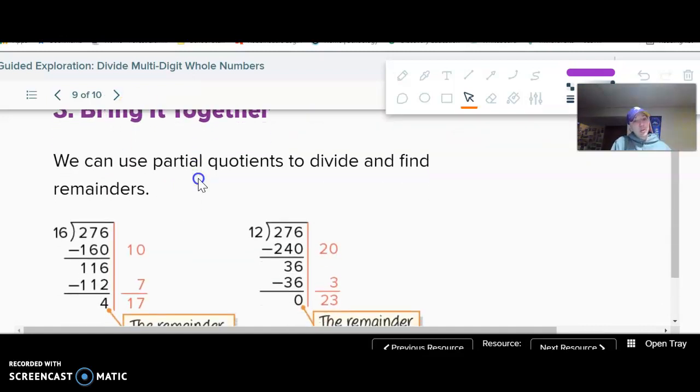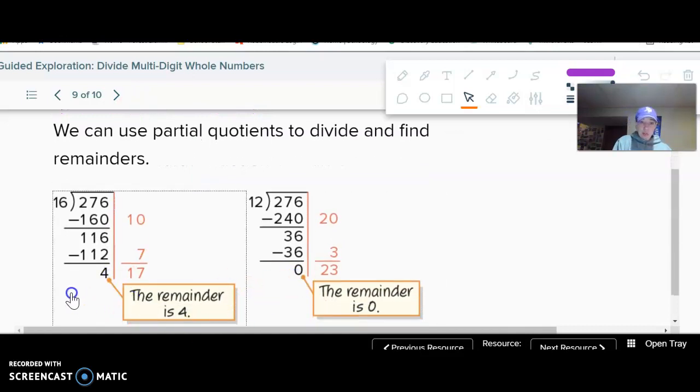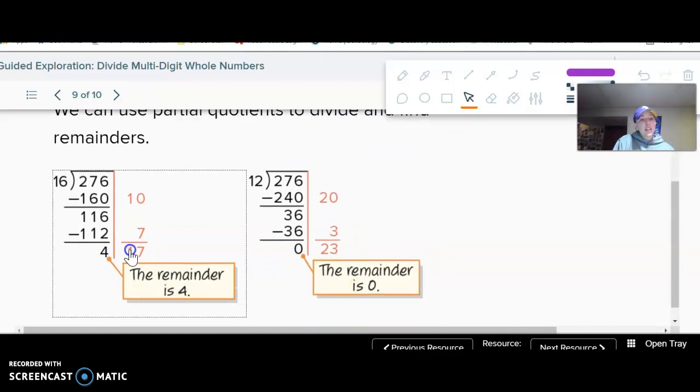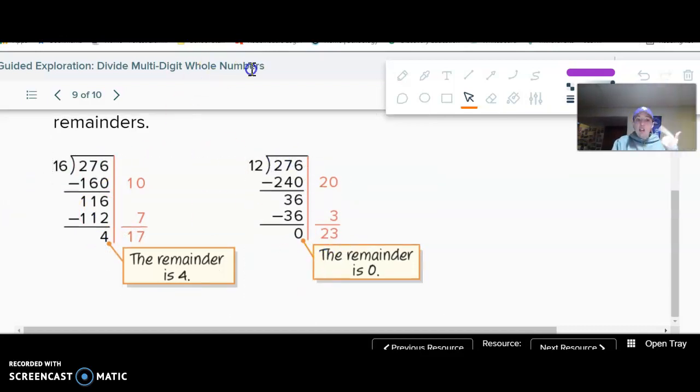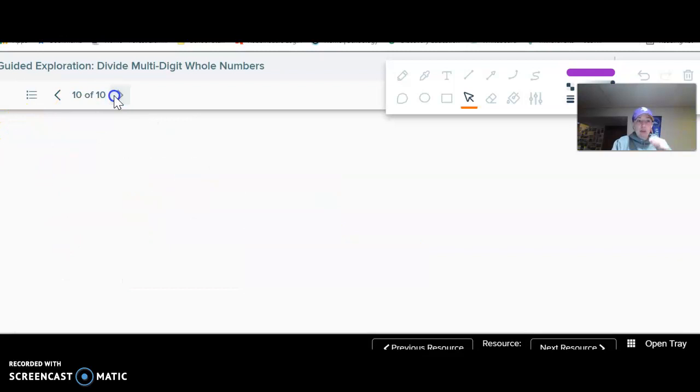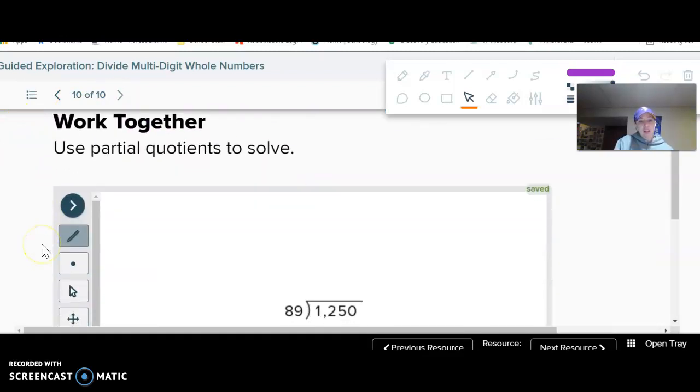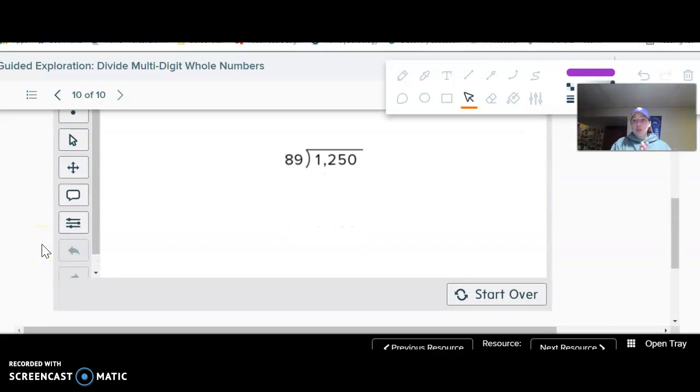So we can use partial quotients to divide. It will also show us the remainder. And remember, if I took my quotient times my divisor and add on my remainder, that's going to get me to my dividend, my initial number I started with. So 16 times 17 plus 4 will get me this. 12 times 23 will get me that. Didn't have to add anything on. Just remember, if you're checking, you add the remainder. You multiply those two and add the remainder. All right. This one I'm going to have you try, so go ahead and give it a shot.